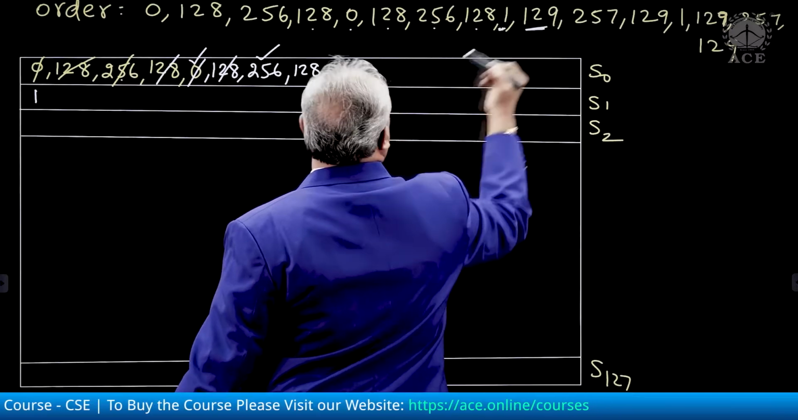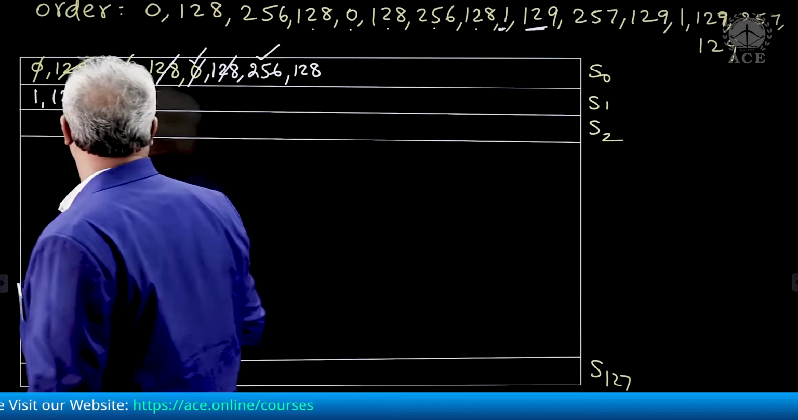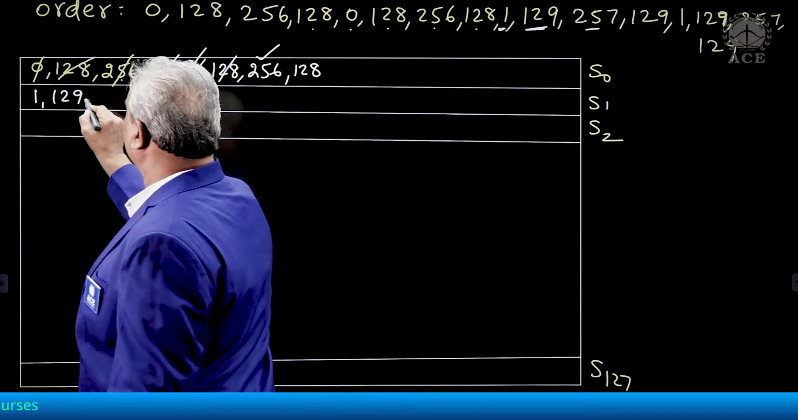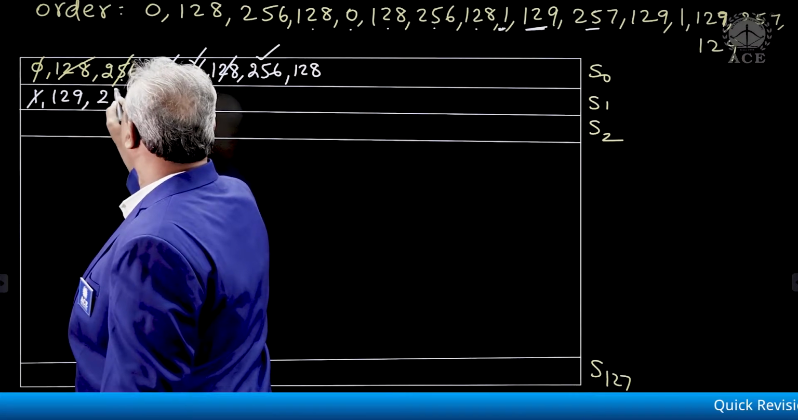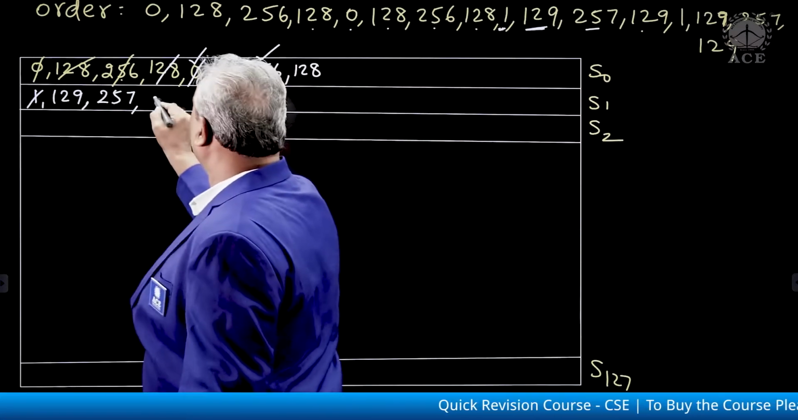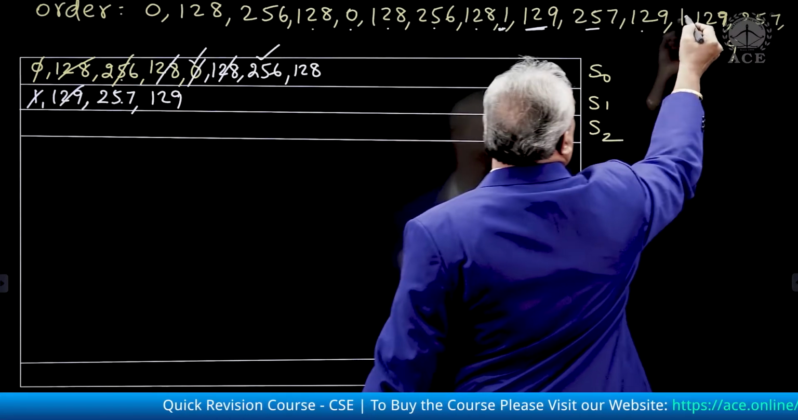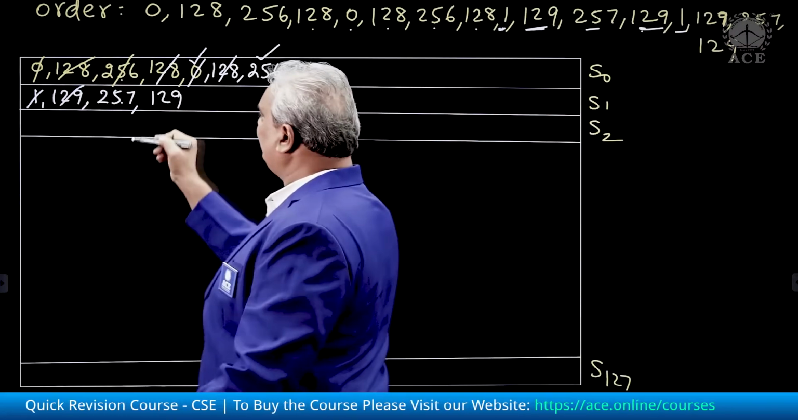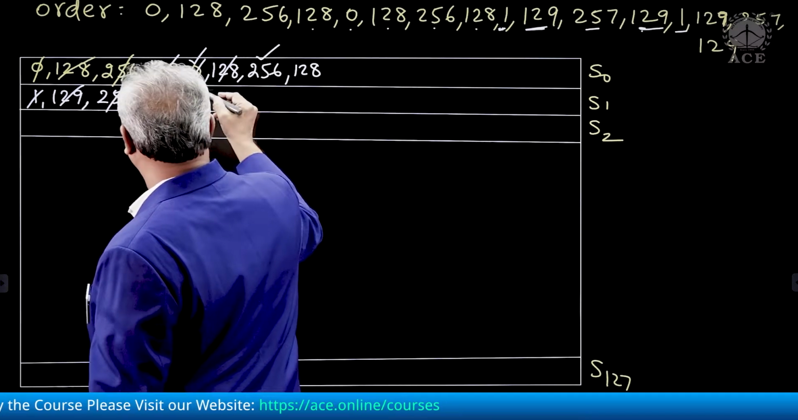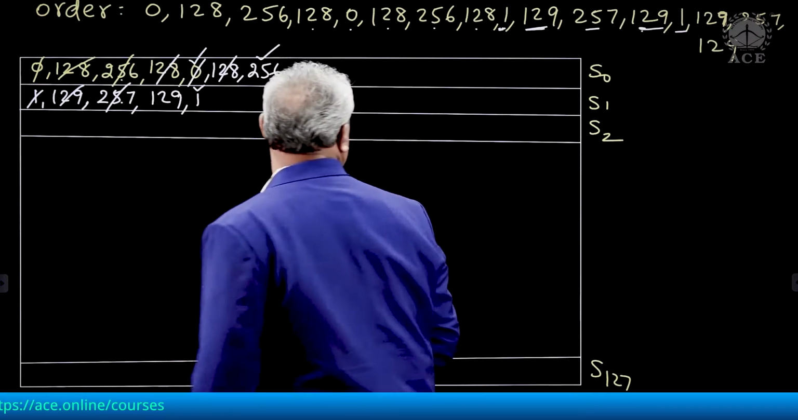What about the next one? 129. 129 also maps to the same set. 129 mod 128, same. It is also compulsory. Later, 257. 1 is replaced with 257. Later, 129, already there, hit. For 257, it is compulsory. Later, 1 is not there. So 257 is replaced with 1. So it is nothing but a conflict miss, the second time.